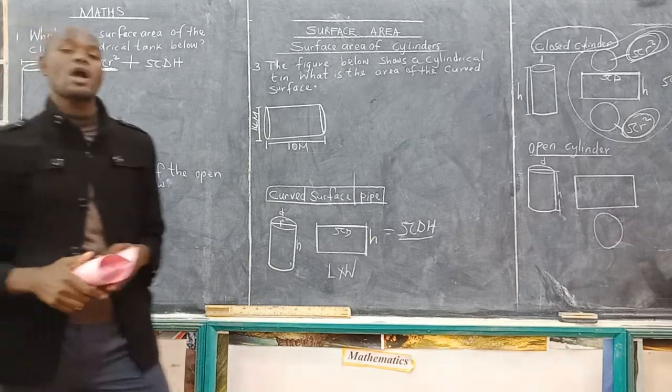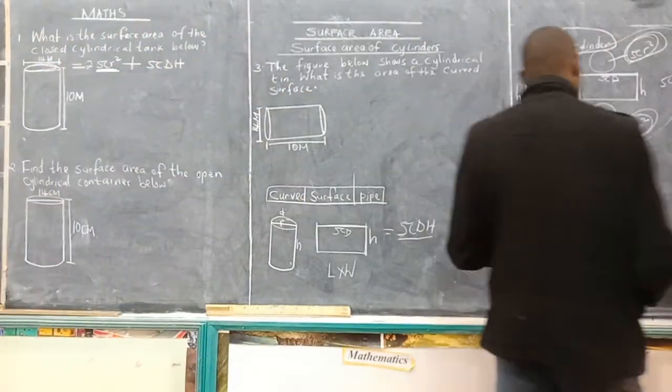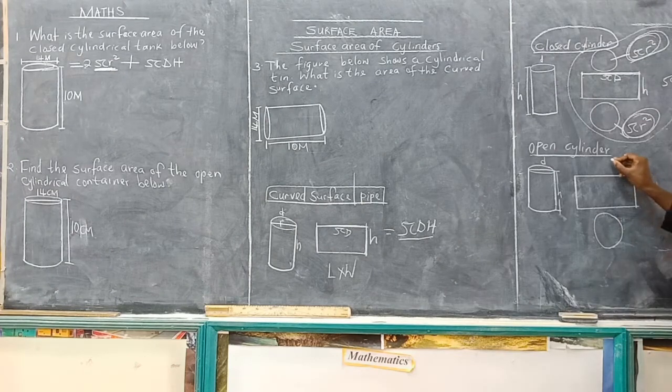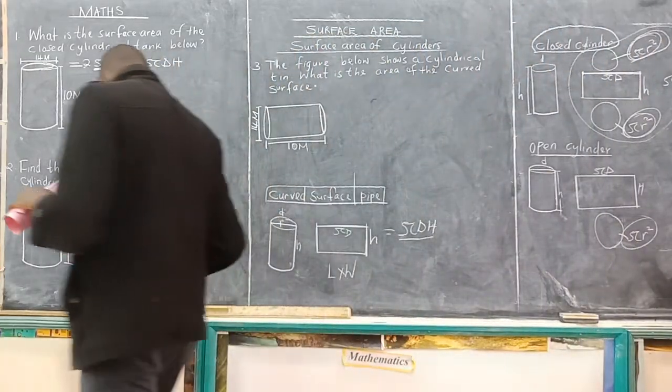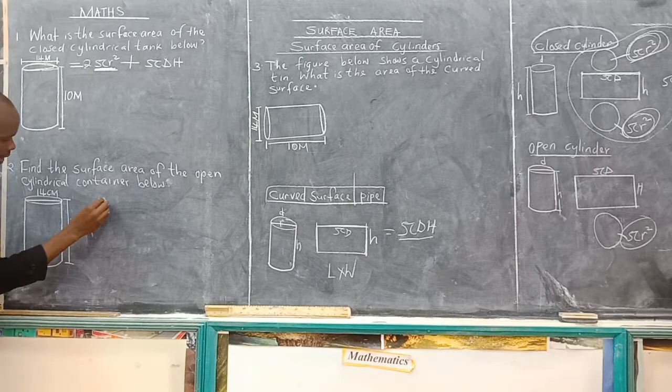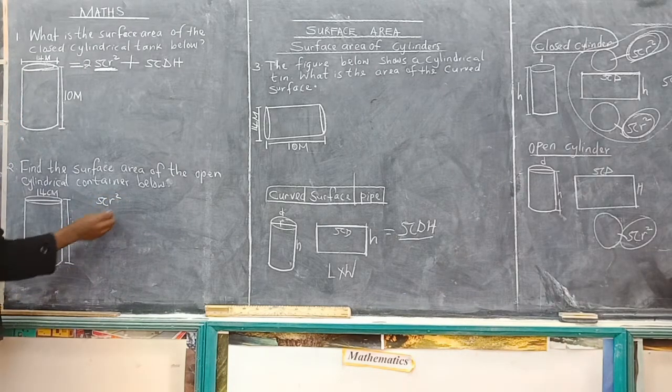What about if it is open? When it is an open cylinder, what are you supposed to do? We only have one circle, and the area of a circle is got by using this formula, pi r squared. Then this one is the curved surface. We have seen this one is pi d, the cutting, then this is height. So when it is open, we only have one pi r squared. That is only one circle at the bottom.